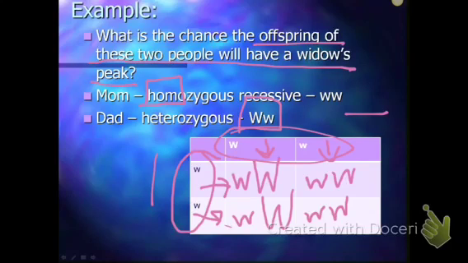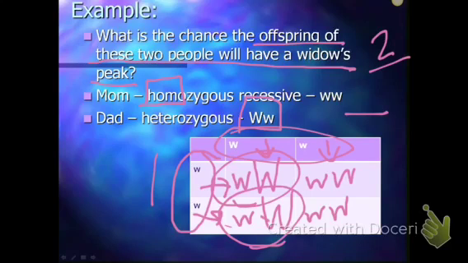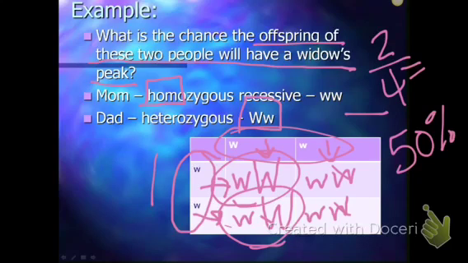Widow's peak is dominant, so we are looking for any time there's a capital letter. So here's a capital letter, here's a capital letter. 2 out of 1, 2, 3, 4 times. 2 over 4 equals 50% chance that their kid will have a widow's peak. Okay, and that's how a Punnett square works.